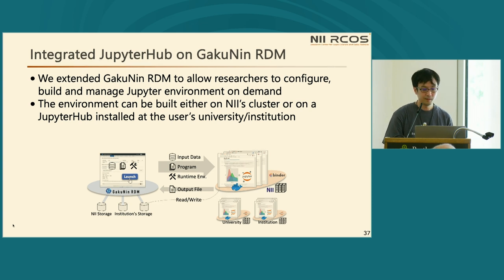Next slide is integrated JupyterHub on Gakunin RDM. This is a basic idea of integration between Gakunin RDM and JupyterHub. We extended Gakunin RDM to allow researchers to configure, build, and manage their Jupyter environment. The researcher can select the backend computing resources. The default is NII on-premise Kubernetes clusters.